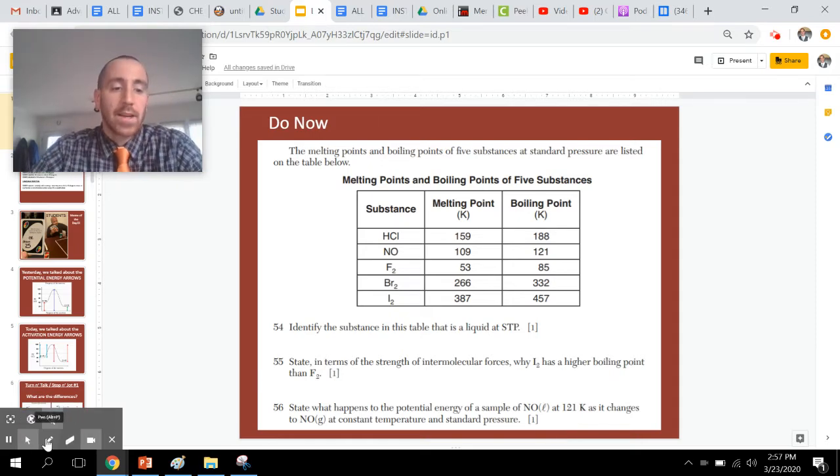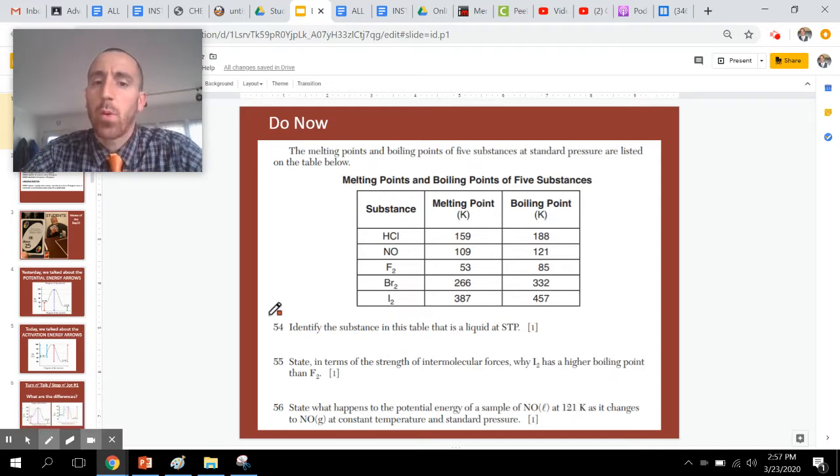All right, welcome back. So hopefully you had a minute to take a look at this. It says the melting points and boiling points of five different substances at standard pressure are listed on the table below. So you have five substances right here, these five. They're all at standard pressure. We'll talk about what that means. And they give you the melting point and the boiling point in Kelvin.